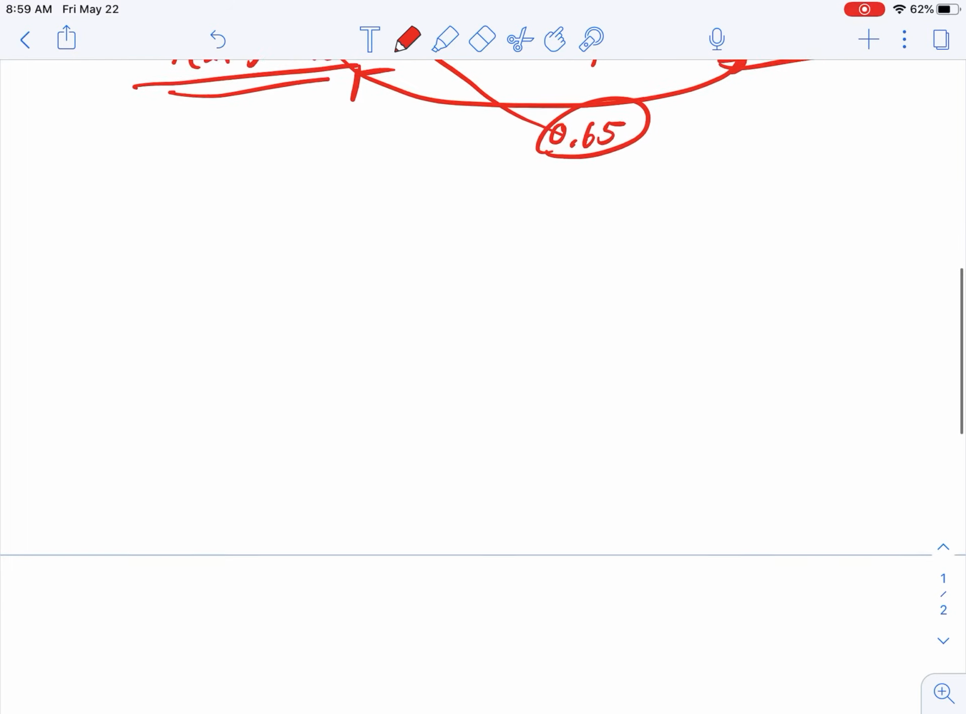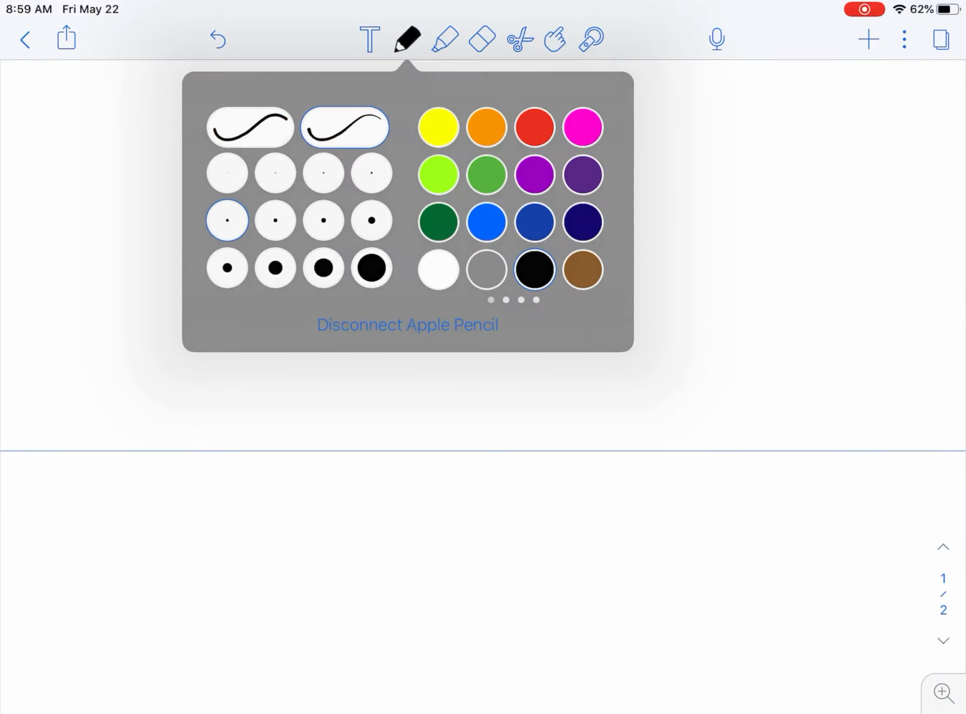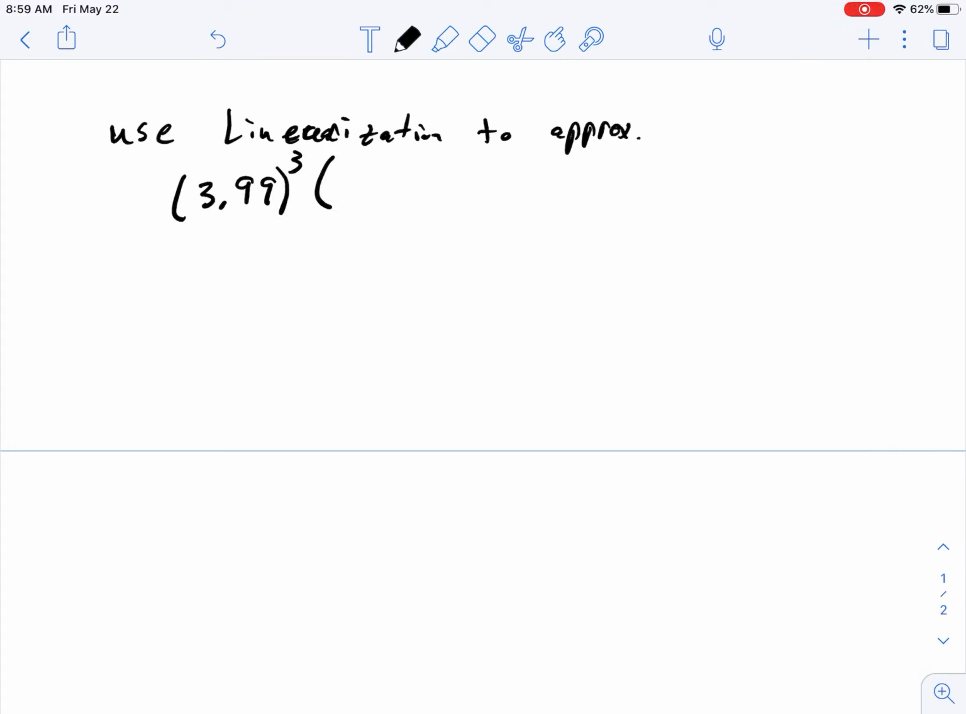Let's do another example here. Let's say we use this linearization to approximate or estimate this value here: 3.99 to the third, 1.01 to the fourth, and 1.98 to the negative 1.